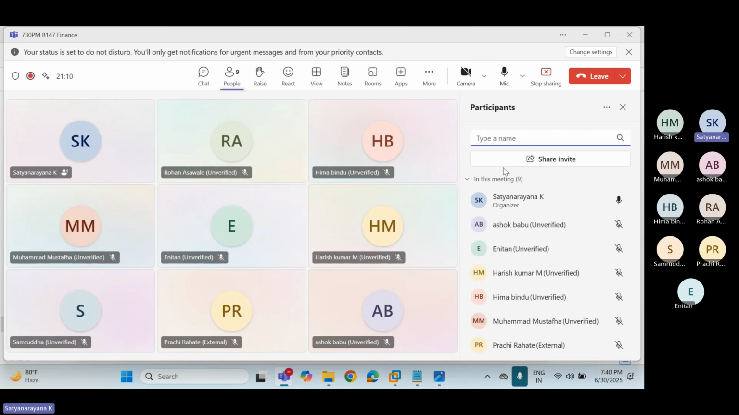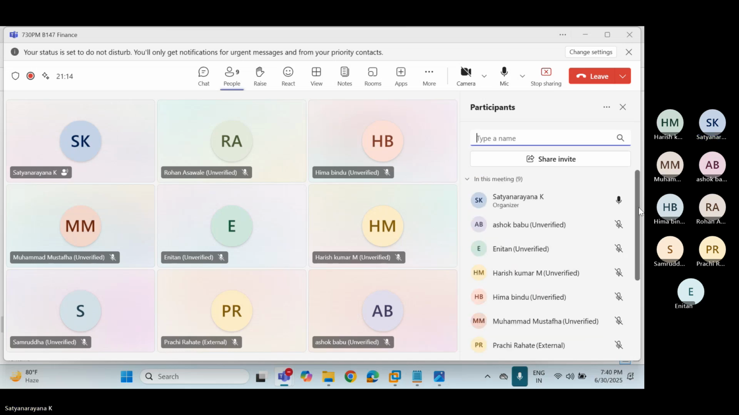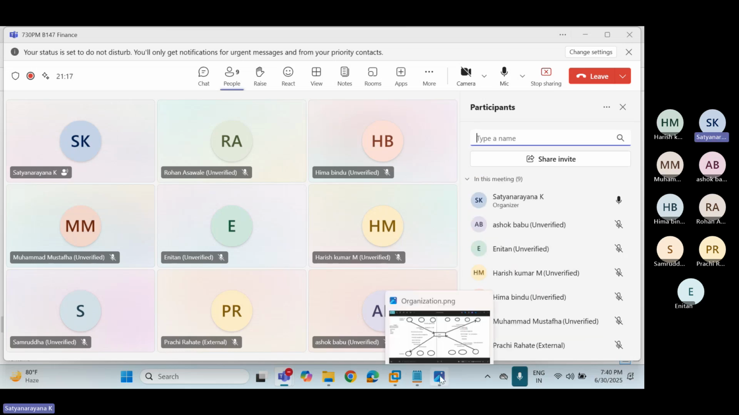whether she is able to join, Swati? No, she has some challenges. I don't know. Okay, fine.